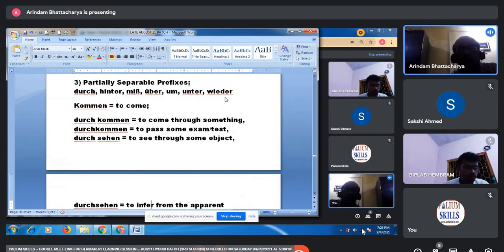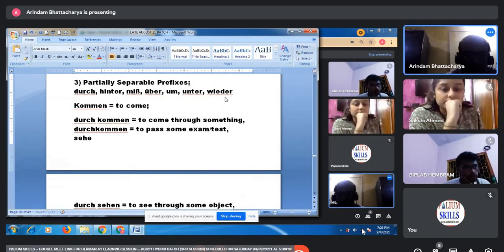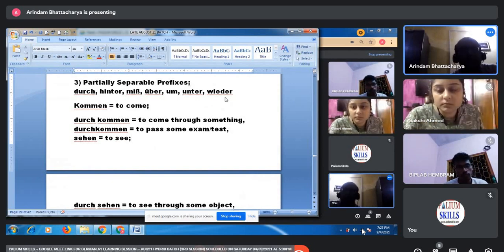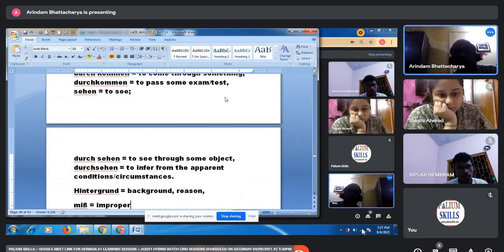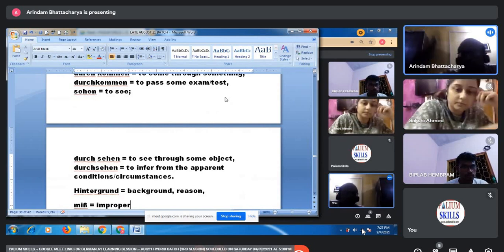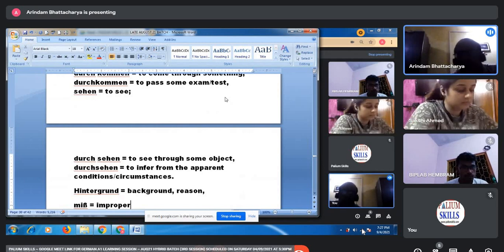Durchsehen means to see. Durchsehen, to see through some object. When "durch" and "sehen" have a gap within them, it means to see through some object, that is, if the object is transparent and you're seeing through it, like window panes and all these things.